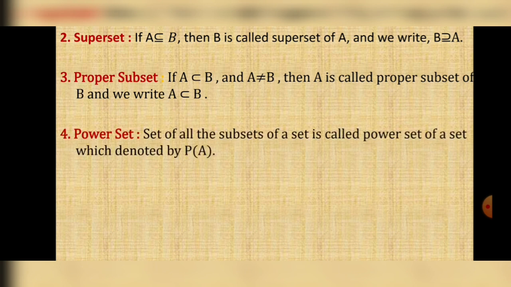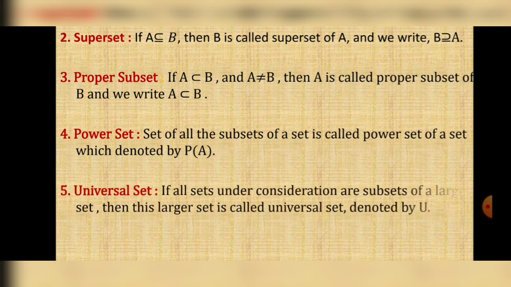Next, number 4, power set. The set of all the subsets of a set is called the power set of a set, which is denoted by P of A. Power set of A means all possible subsets of the given set. Those terms you can write down in terms of a set, then we call that set a power set.